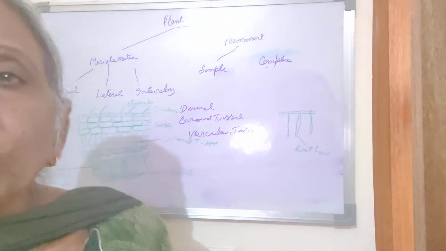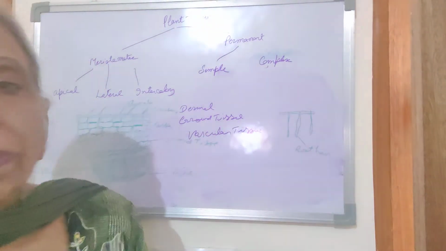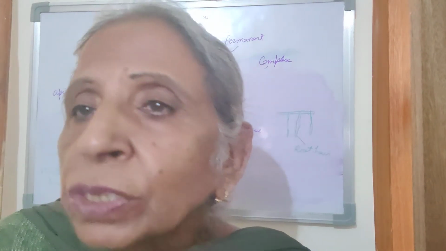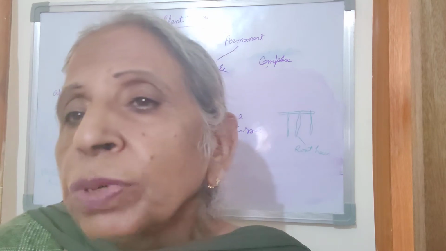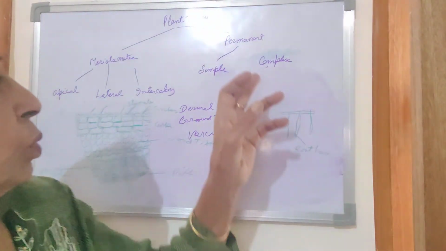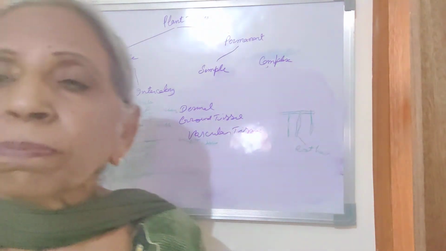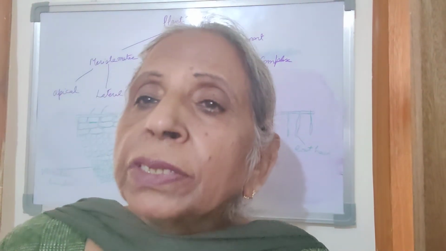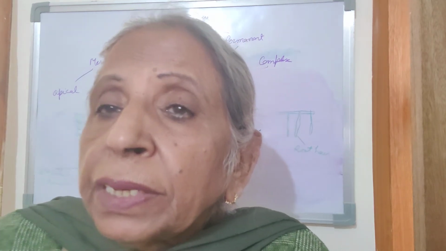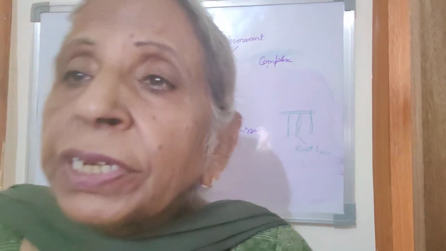Permanent tissue is of two types, simple and complex. Permanent tissues have lost the power of division. They are grouped together to perform a certain specific function. Simple permanent tissue has three types of cells: parenchymatous, collenchymatous, and sclerenchymatous. Parenchymatous cells are large with large intercellular spaces, and they are storage in function. They are very active.